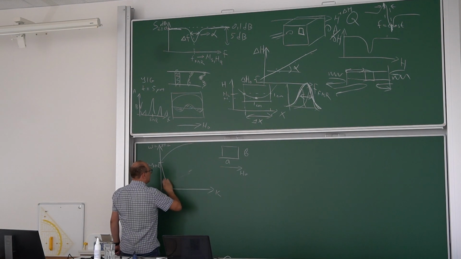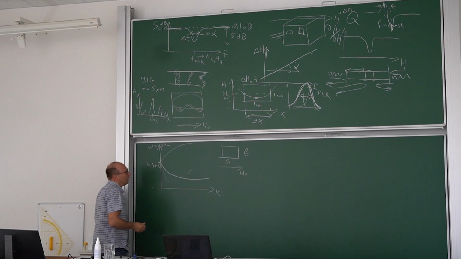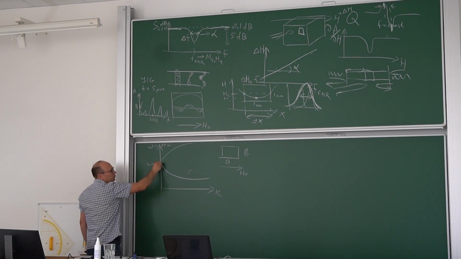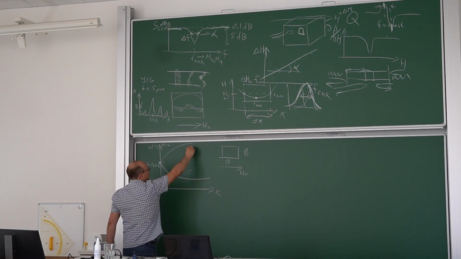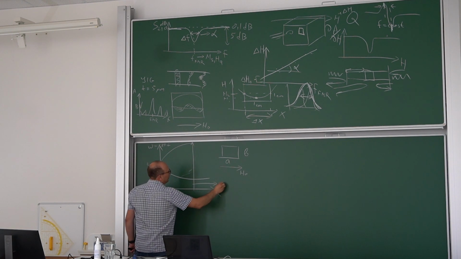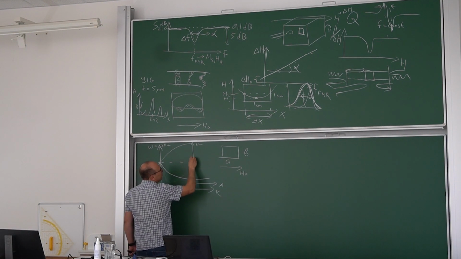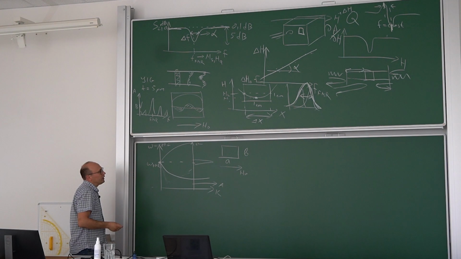Let's do it slightly differently. FMR usually has the largest amplitude and it has this frequency. So I will plot the spectrum here. For example, here will be my absorption as a function of omega, and at this frequency there will be large absorption.